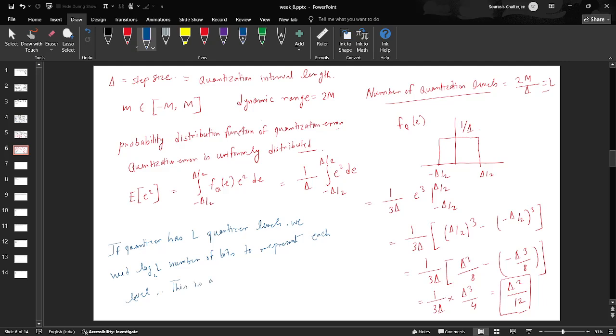This is also called quantizer resolution. And we have seen that more number of levels is directly proportional to low error, but it incurs more complexity.